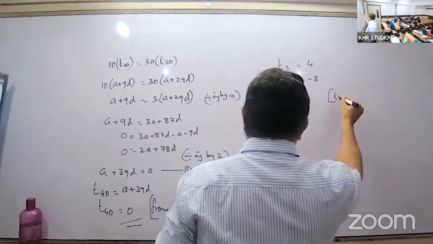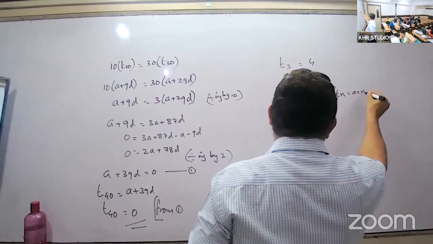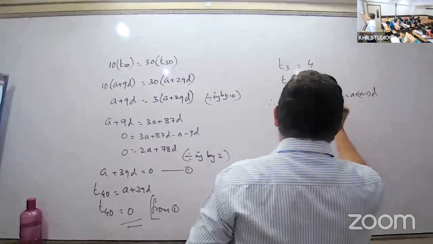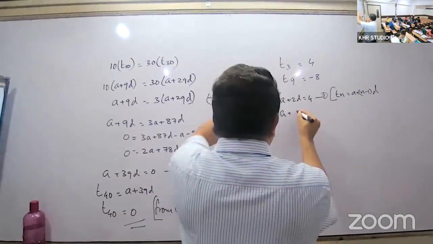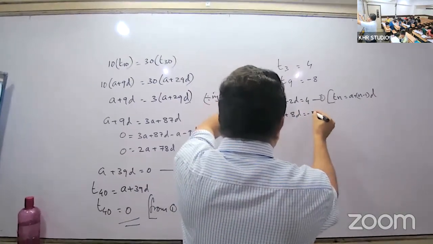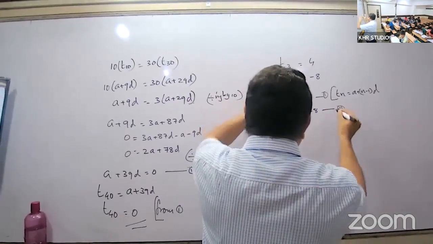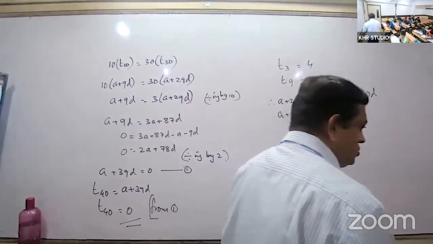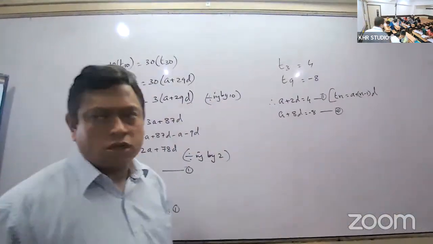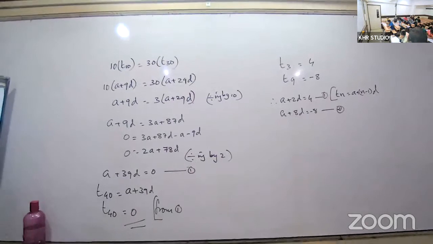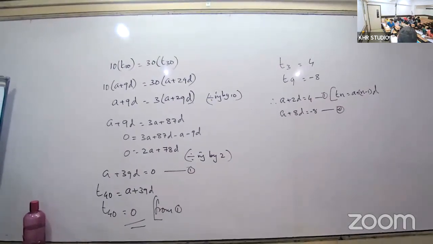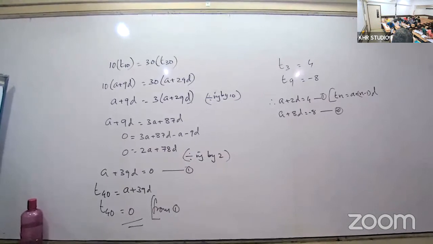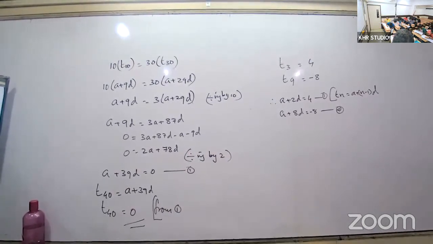The formula you write is Tn is equal to A plus (n minus 1) D. And that is the first condition. Same way, A plus 8D is equal to -8. Second condition. Solve and get the value of A and D, all of you. Nobody will shout, you wait. Let all of you get the value of A and D.